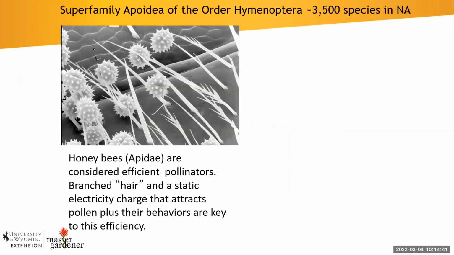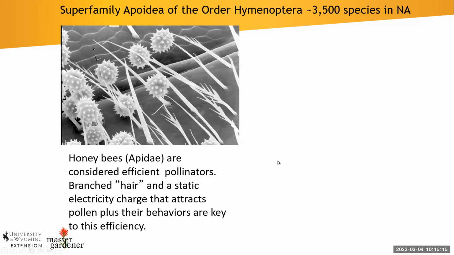The superfamily Apoidea within the order Hymenoptera, which includes bees, ants, wasps, and sawflies, has about 3,500 species in North America. The honeybees belong to this group. They're considered probably the most efficient pollinators in that even the hairs on their body are designed to grab pollen, and actually carry a static charge to help grab the pollen from the flowers that they visit.